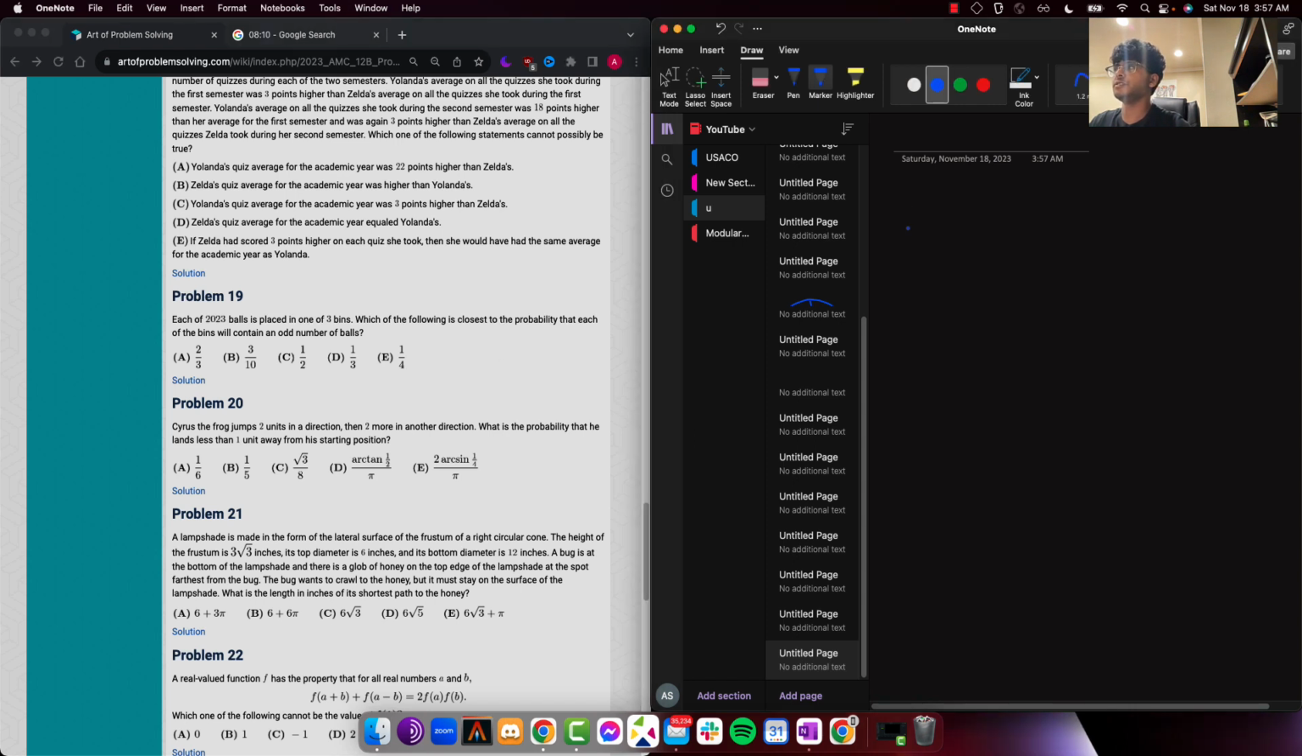Let's try 19. It looks short. Each of 2023 balls is placed into one of 3 bins. Which of the following is closest to the probability that each of the bins will contain an odd number of balls? So, you have 2023 balls, 3 bins, and it looks like the stars and bars kind of thing, right?